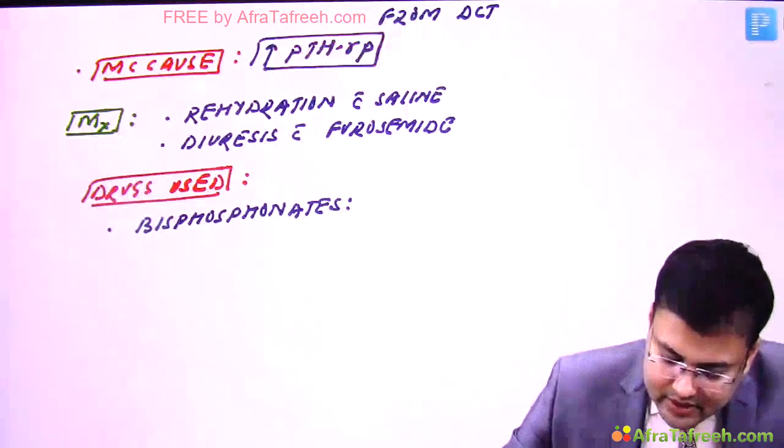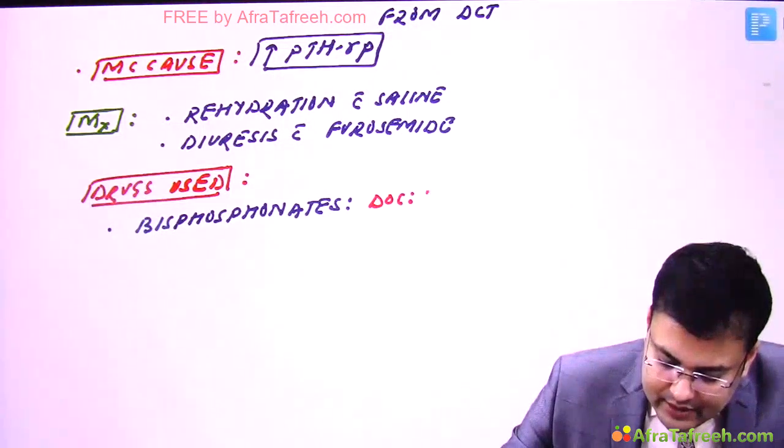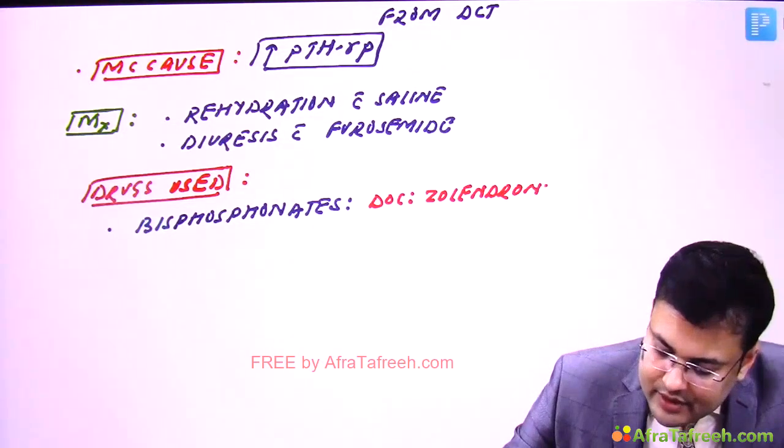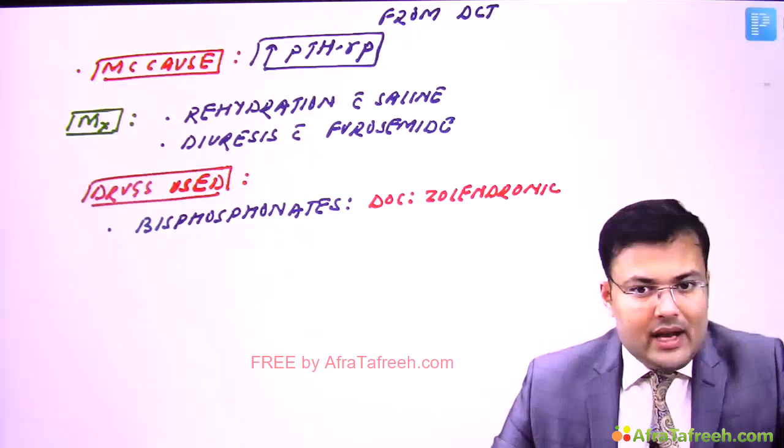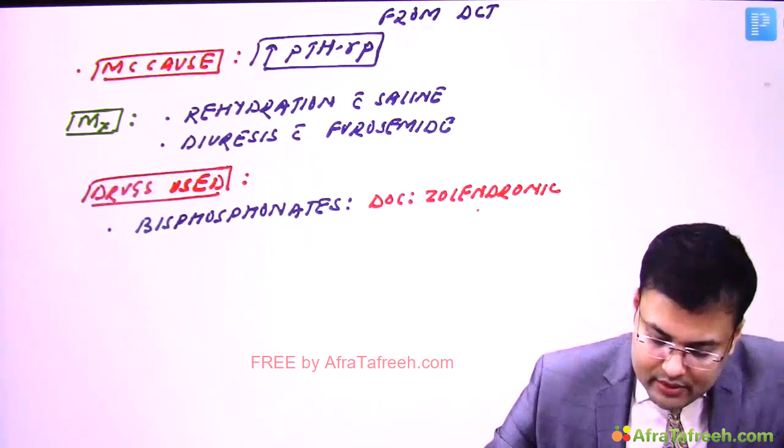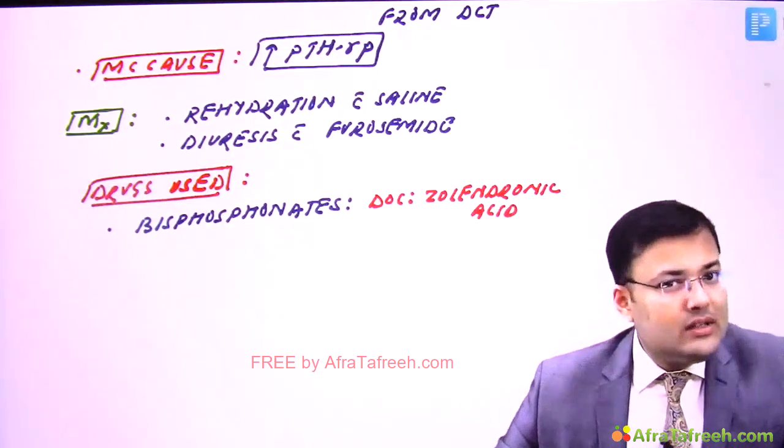Clear? And what is the drug of choice in bisphosphonate? Zolendronic acid. We discussed this in RCC. We discussed that in RCC also there is hypercalcemia because of PTHRP, and the drug of choice is zolendronic acid. What are the other drugs?